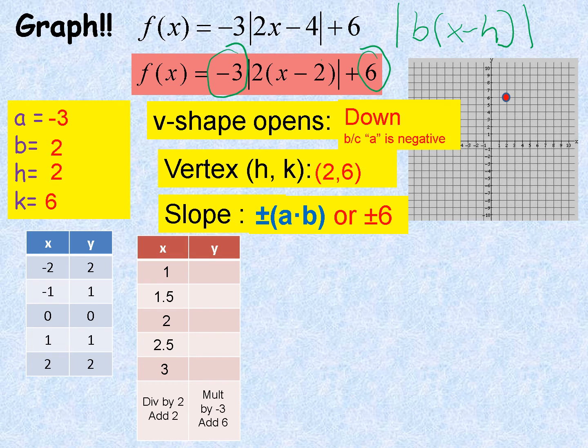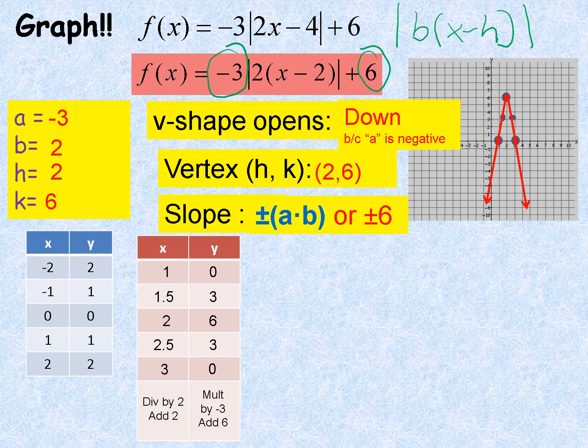So, negative 3 times 2, negative 6, plus 6, 0. 1 times negative 3, negative 3, plus 6, 3. 0 times negative 3, 0, plus 6, 6. 1 times negative 3 is negative 3. Negative 3 plus 6 is 3. 2 times negative 3, negative 6, plus 6, 0. Okay, so I'm going to plot those points. And then we connect the dots.